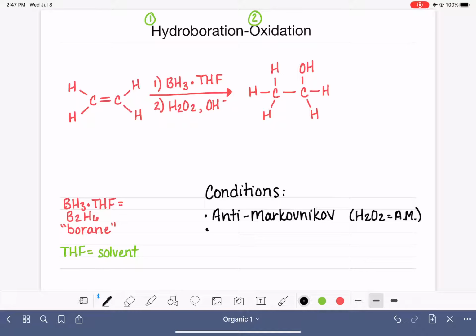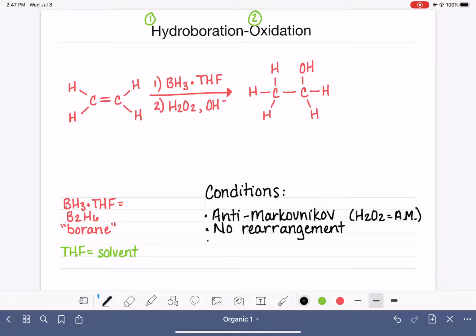Second condition is that there is no rearrangement to the carbon skeleton. There is no carbocation formed in this reaction, so we have no rearrangement.